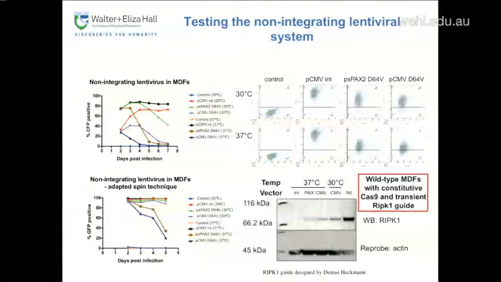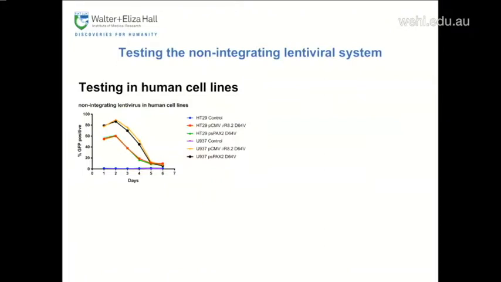So I thought I should try an actual knockout, and I used a RIPK1 guide that was designed by Denise Heckman because it's a really good guide. So you can see with an integrating system here, and this is a pool of cells, that it pretty much knocks out everything. And I was encouraged to see that using the non-integrating system, compared to wild type, you were still able to get an effective knockdown of the cells, although it wasn't as effective as when it was integrated, which is what you would expect, but it was good to see that it was working.